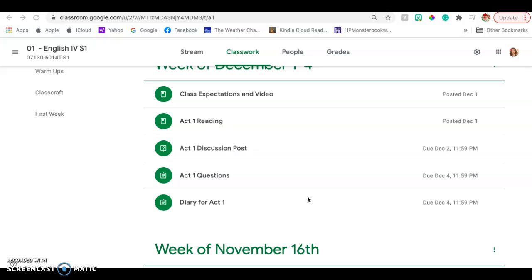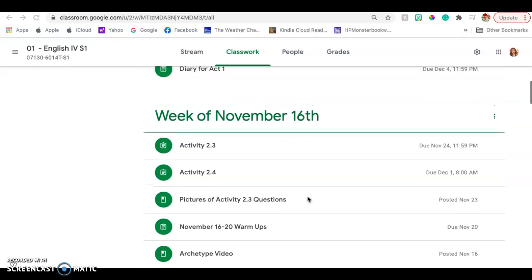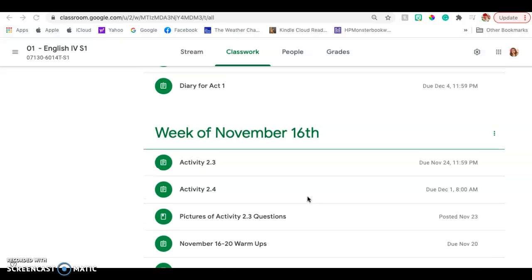At this point, as far as late work goes, I'm taking activity 2.4, but not activity 2.3 at this point. Okay. Oh, whoops. Nope. Sorry. I can still take activity 2.3. So you can turn in 2.4 and 2.3 at this time.